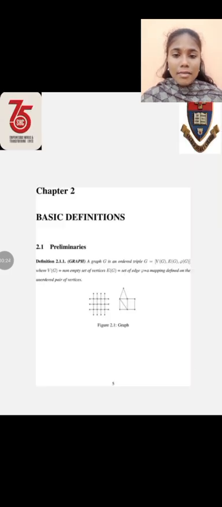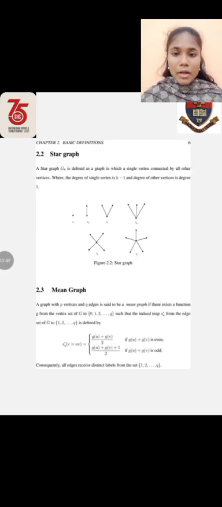Definitions. A graph G is an ordered triple G equal to (V of G, E of G, rho of G), where V of G is a non-empty set of vertices, E of G is a set of edges, and rho of G is a mapping defined on the unordered pairs of the vertices. Star graph. A star graph K1,k is defined as a graph in which a single vertex is connected to all other vertices, where the degree of the single vertex is k and the degree of the other vertices is 1.